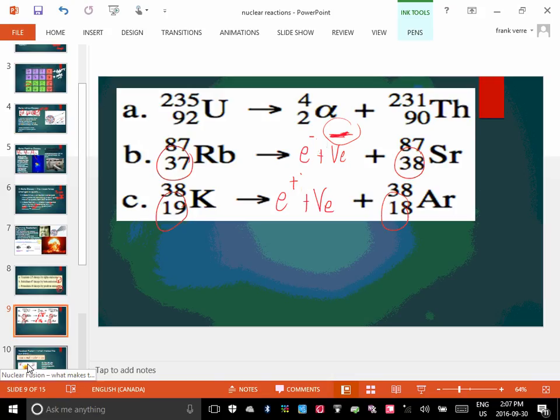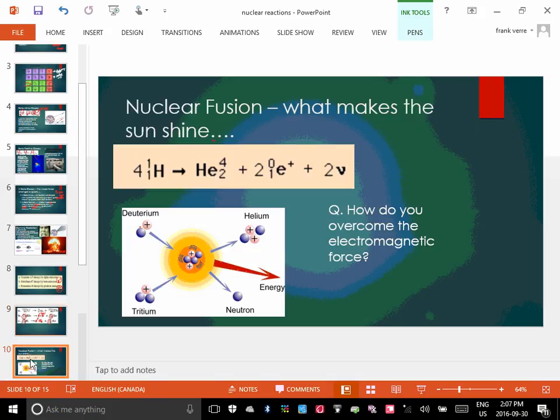Now, yesterday we talked about those three reactions. Today I'm going to introduce two more, which are really, really important. One of them is nuclear fusion, which is what makes the sun shine. And this is a process where atoms actually come together to form a bigger atom. So in this picture here, you actually see in the bottom left corner, you see three different types of hydrogen. Okay? Sorry, you only see two different types of hydrogen. I apologize. You see deuterium and tritium.